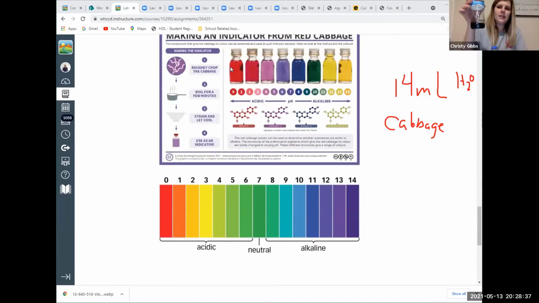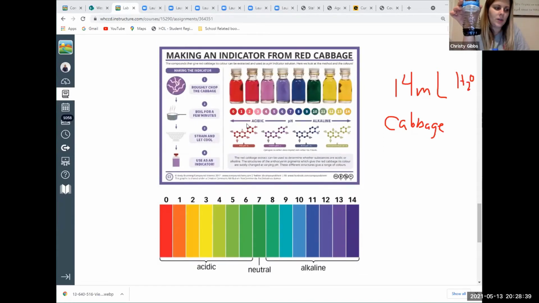So my Kool-Aid is still in this thing. Can we drop it in there, or do you want us to do 5 mils? You can drop it directly in. Okay. Where do you want us to pour that mixture of the water and the cabbage? 2 mils in your Kool-Aid, 2 mils in your vinegar, and 2 mils in your baking soda.